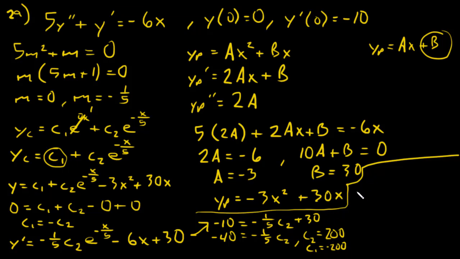So I can plug them in right here, and I'm going to get, see if I can do this. y equals c1, negative 200, plus 200 e to the negative x over 5 minus 3x squared plus 30x. Hey, what do you know? We fit it all together. That's my solution right there, my final one.